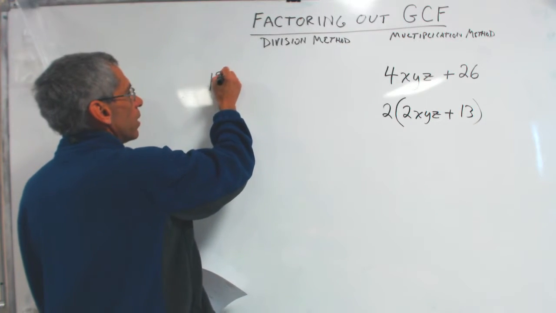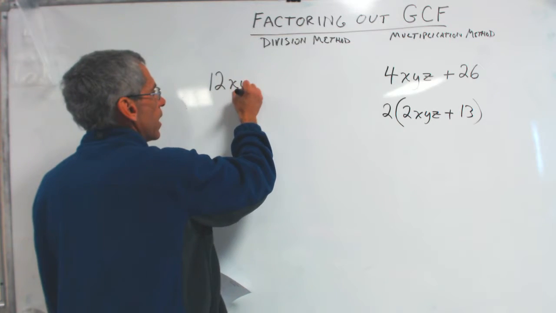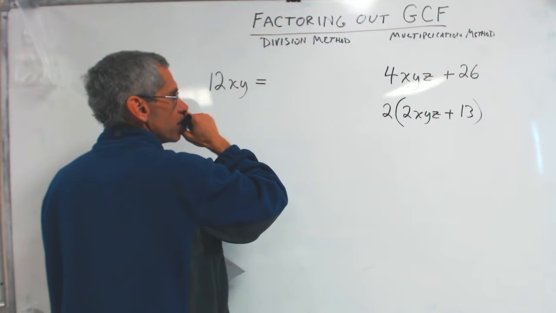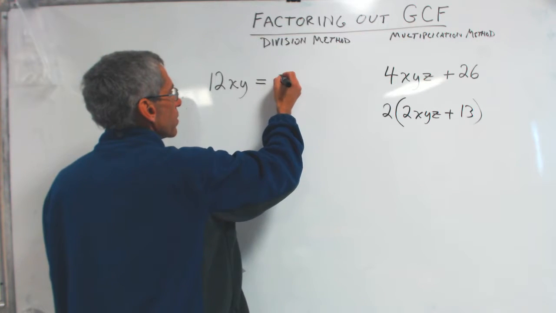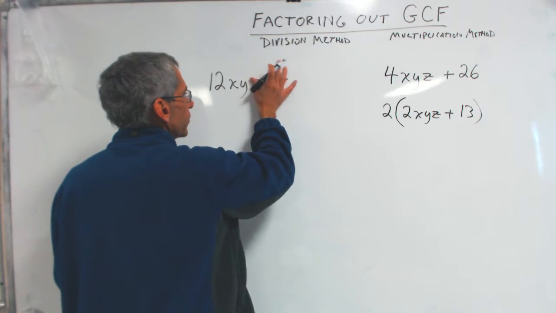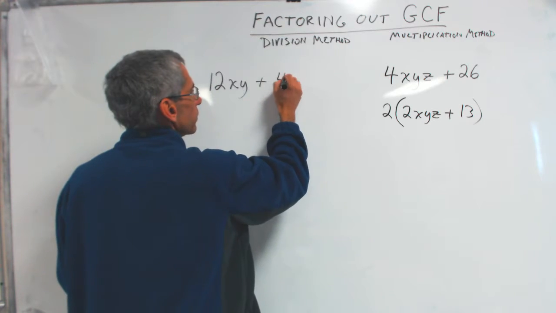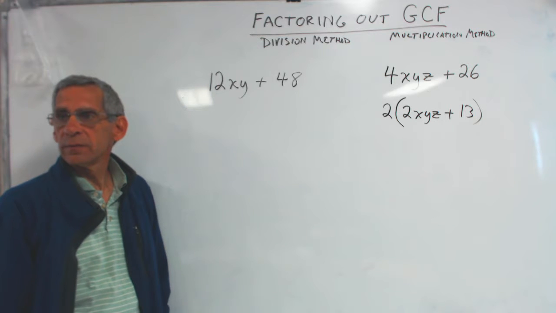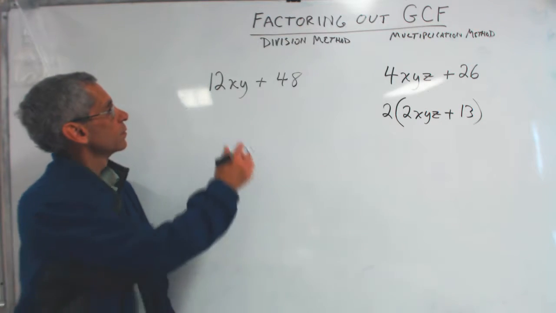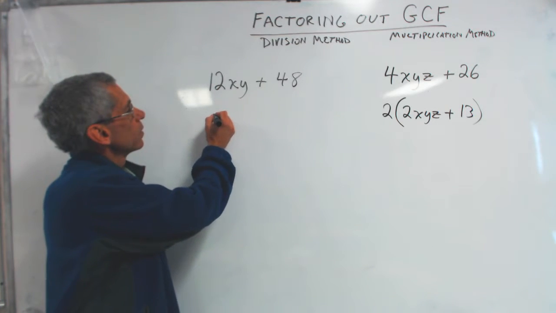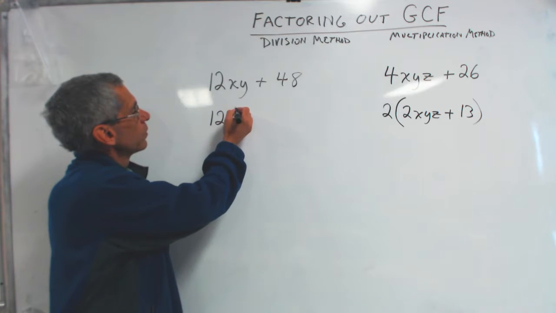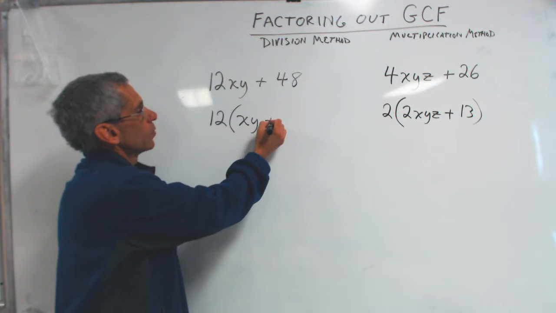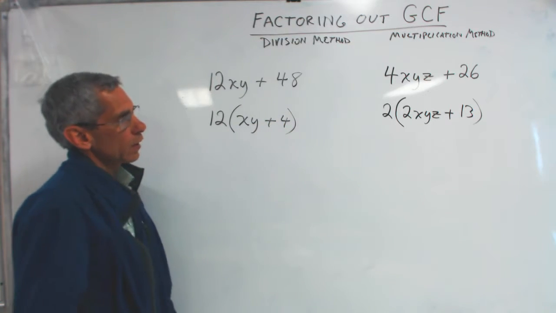What if I gave you 12xy plus 48? 12 is the greatest common factor of both of them. So 12 times xy plus 4. All right, so let's see.